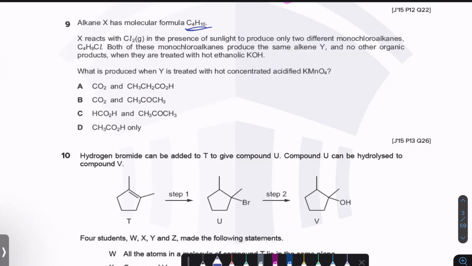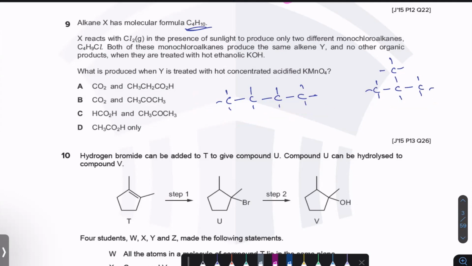Sir, can you explain this one more time, please? Yes, I will. Basically they are saying that alkane X has molecular formula C4H10. For C4H10 I can make two isomers. One isomer will be this, and the other isomer will be the branched one. That I can make. Clear so far? These are my two isomers of X.